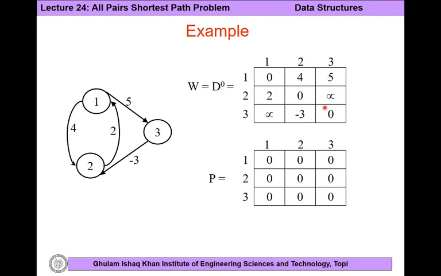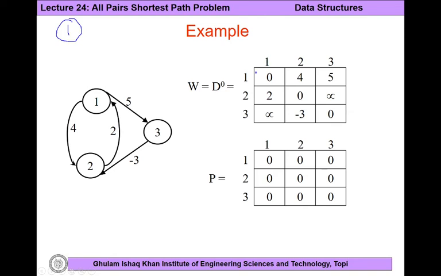For example, from node number 2 we cannot go to node number 3 directly, right? If you see here, there is no direct path between 2 and 3, so here we have got an infinity, right? And this path matrix is initially set to 0. Now what we will do, we will pick node number 1, and then we will try to place node number 1 between every adjacent pair of nodes.